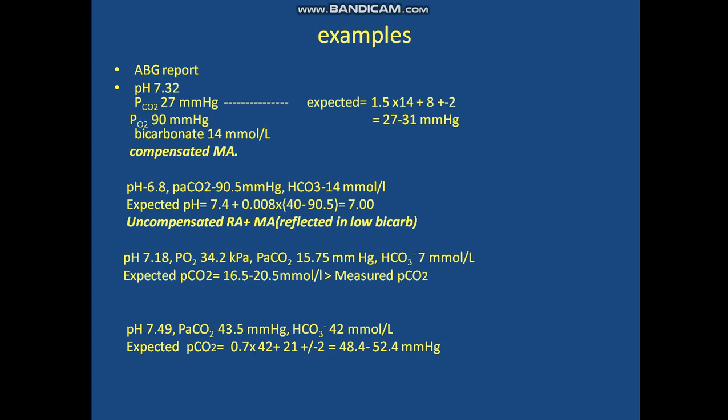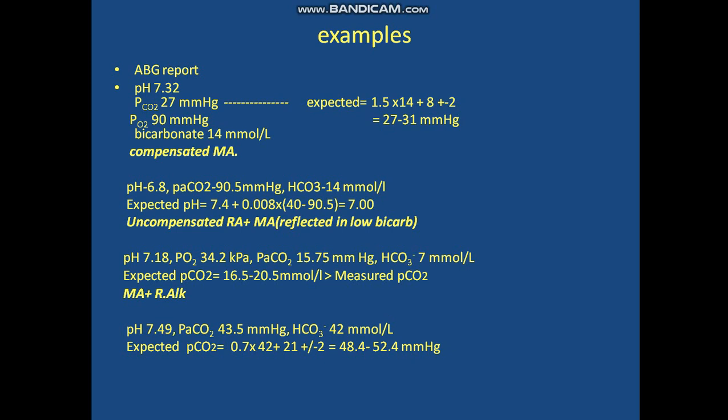In the third case, pH is 7.18, acidotic, PCO2 15.75, again low, both are low. So, this is a primary metabolic acidosis, which is also reflected in the low bicarbonate level. What is the expected PCO2? This is 16.5 to 20.5, which is more than the measured PCO2. So, the final diagnosis is uncompensated metabolic acidosis along with respiratory alkalosis.